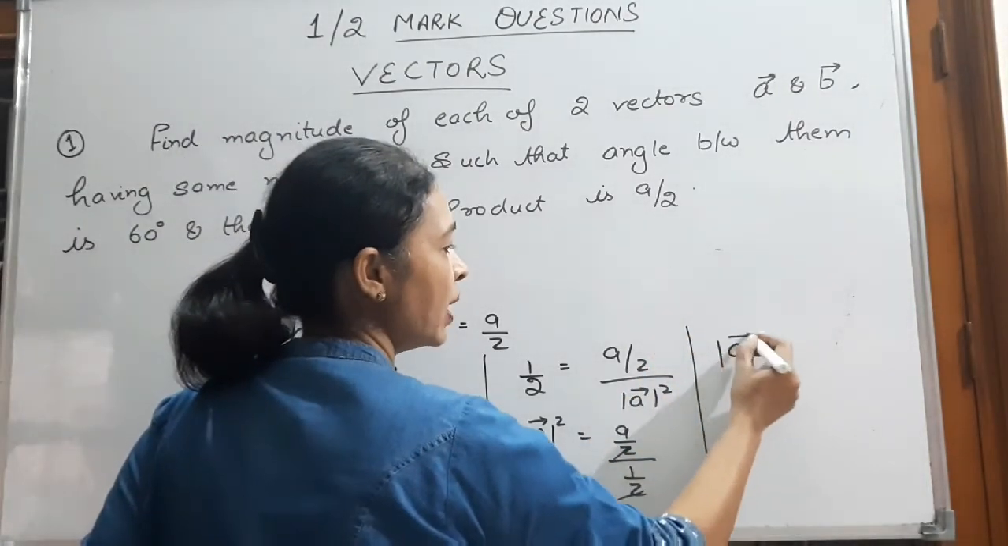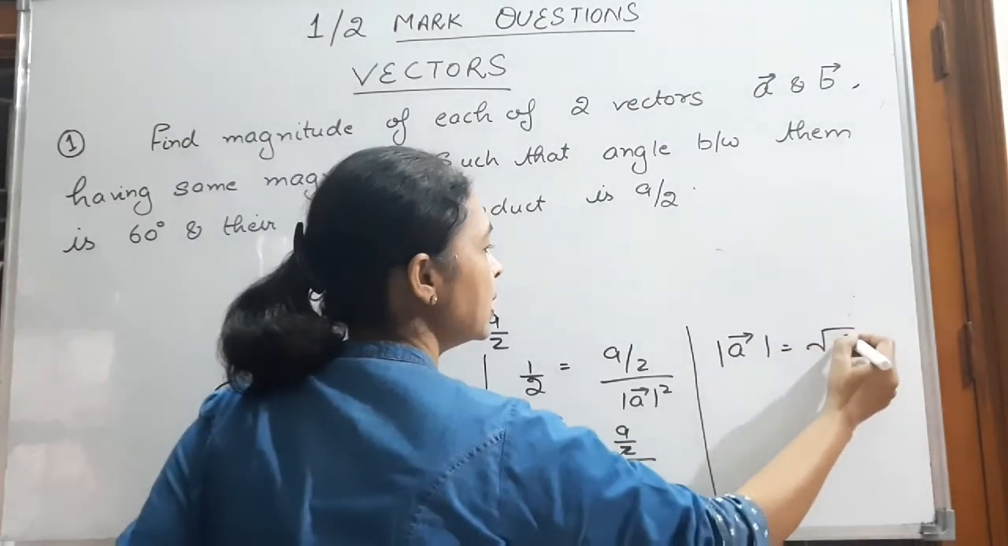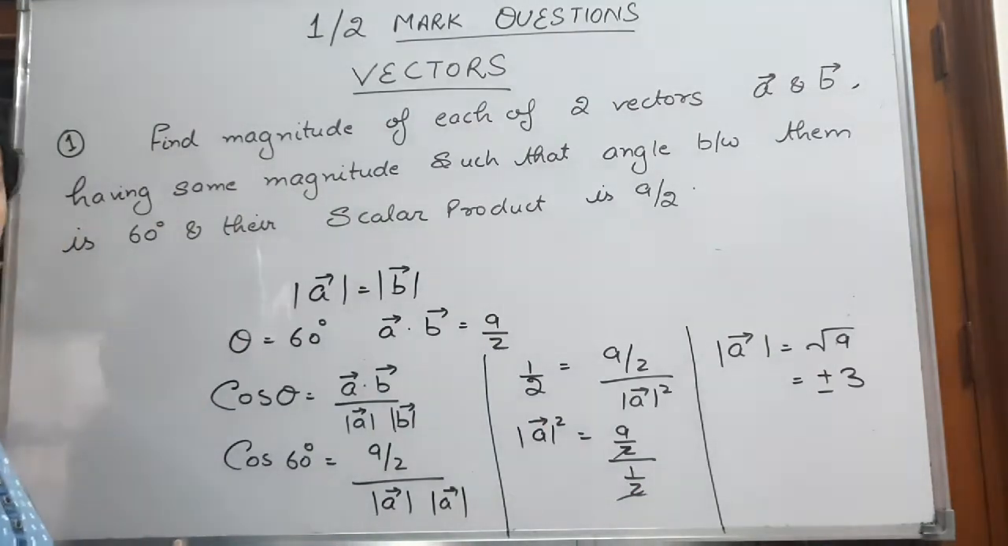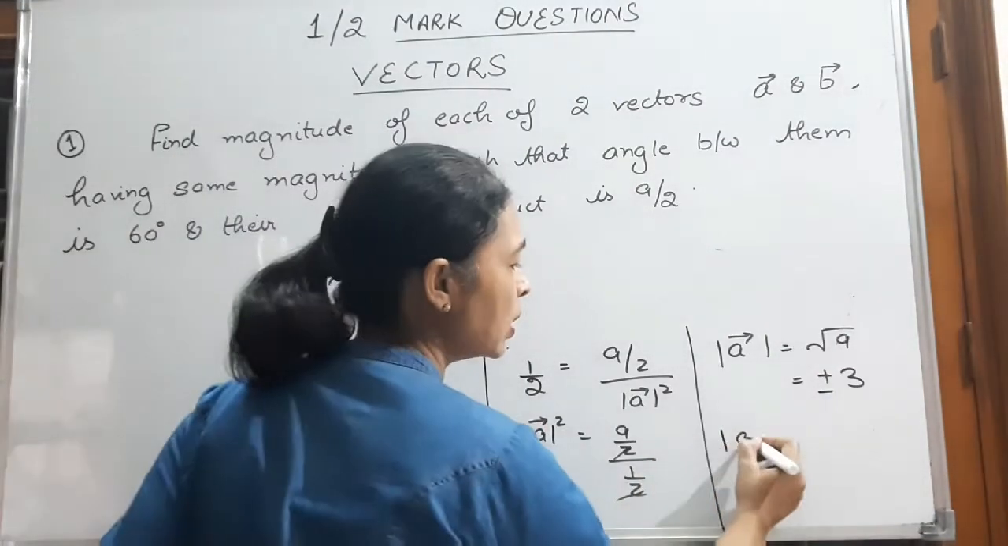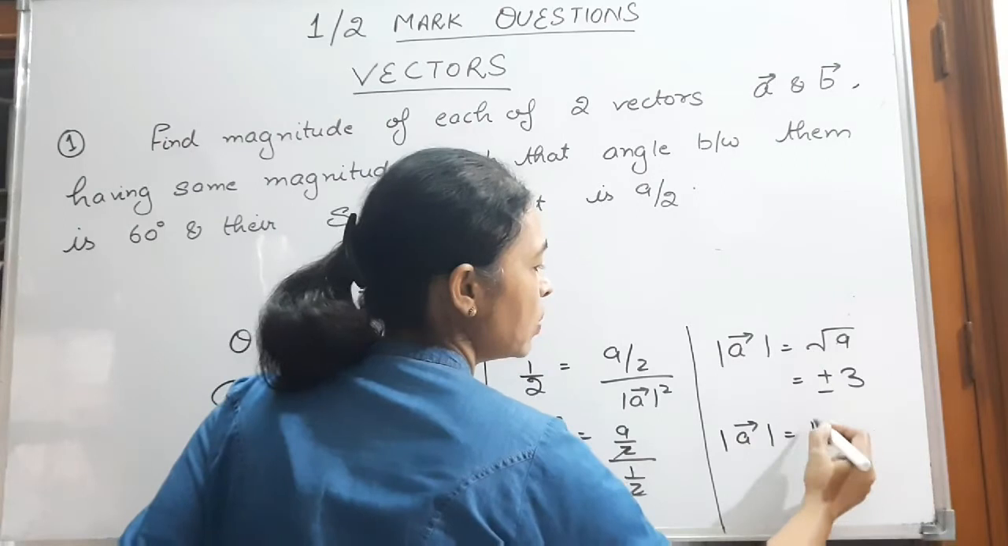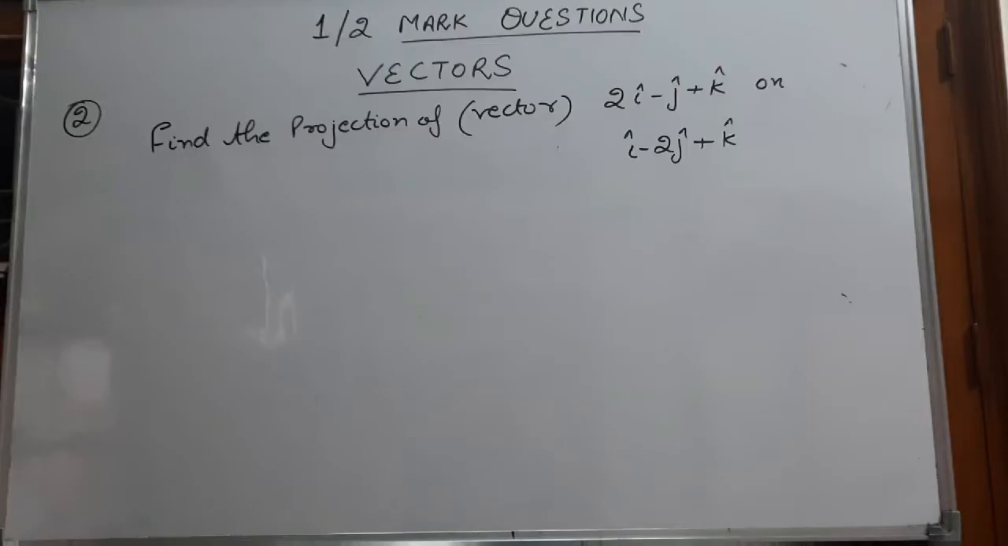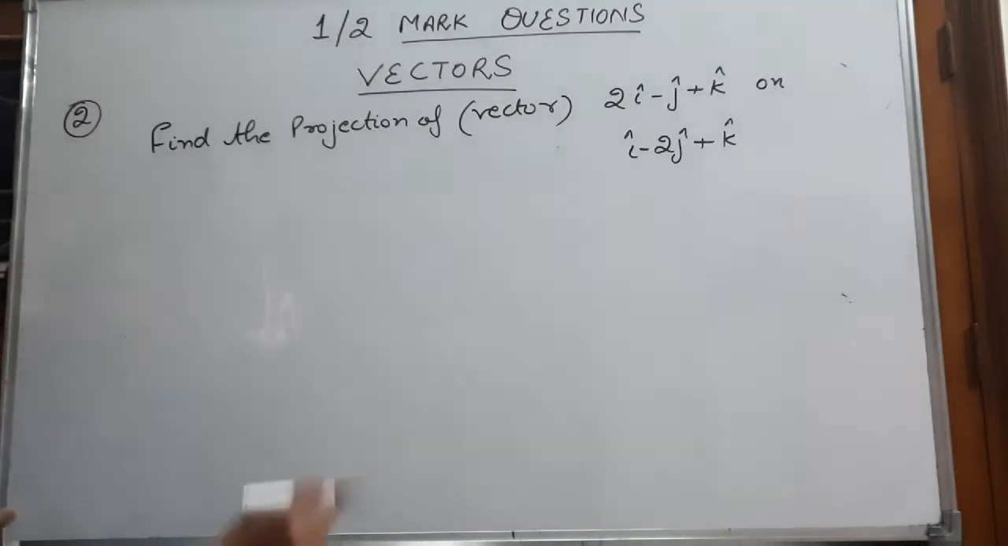What is the magnitude of A? Root 9, which equals plus minus 3. But magnitude is always positive. Therefore, magnitude of A equals magnitude of B equals 3. This is our answer. Find the projection of vector 2i minus j plus k on i minus 2j plus k.